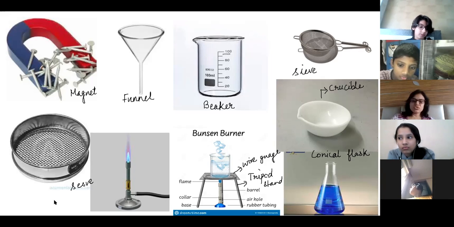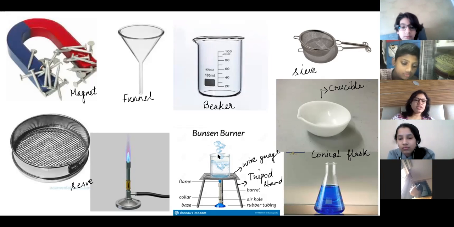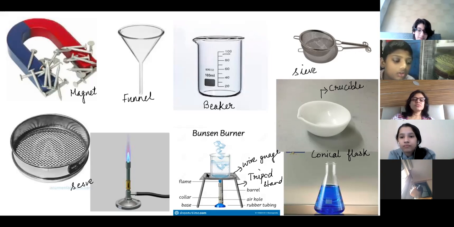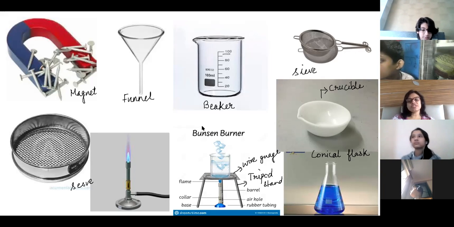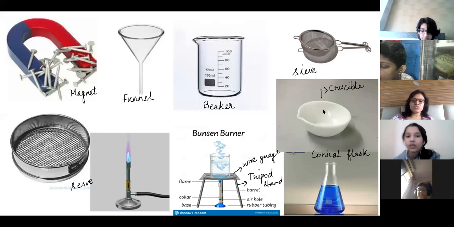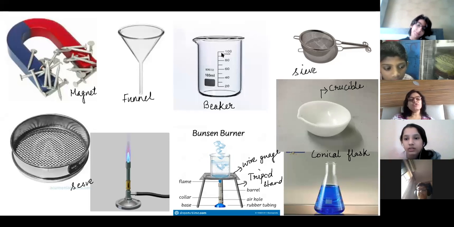Correct. For that process, you need a beaker and a Bunsen burner. We will study in detail in the next class. For today, you just remember, these are the things we are going to use in the chemistry lab. We'll be using them for separation techniques. Where do we use them, that we'll study in the next class.